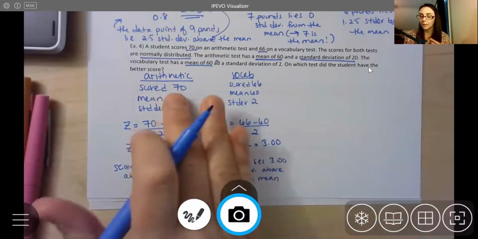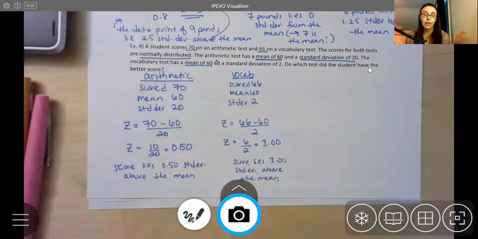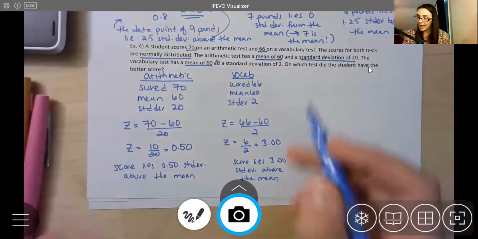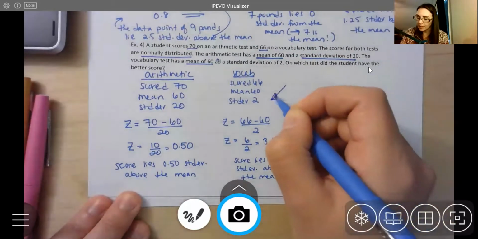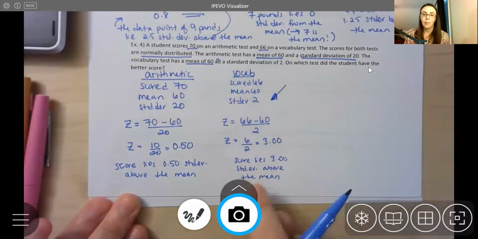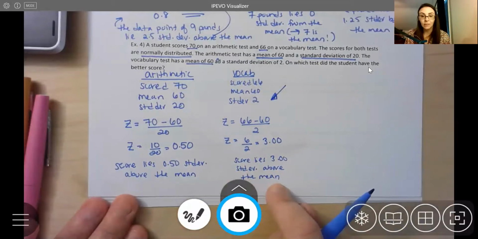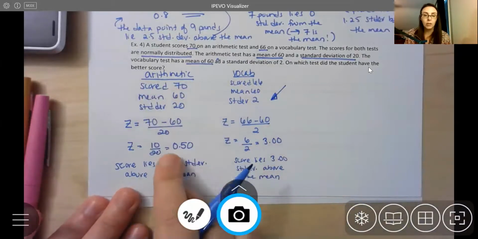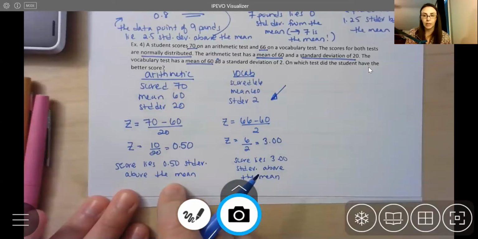So on the front of it, if we're just looking for the final answer for the student, obviously the student would rather have a 70 than a 66, right? But compared to their classmates, they actually did better on the vocab test because they scored 3 standard deviations above the mean for the class. Whereas over here, they only scored half a standard deviation above the mean.